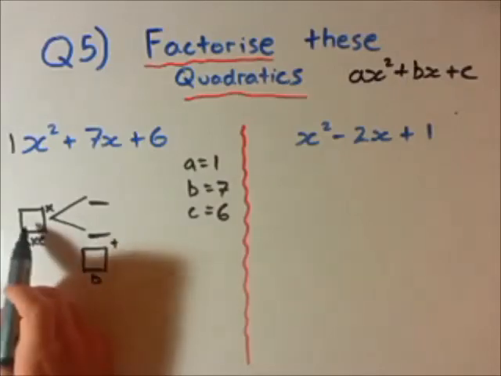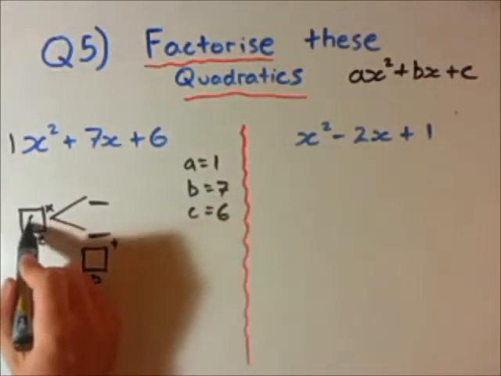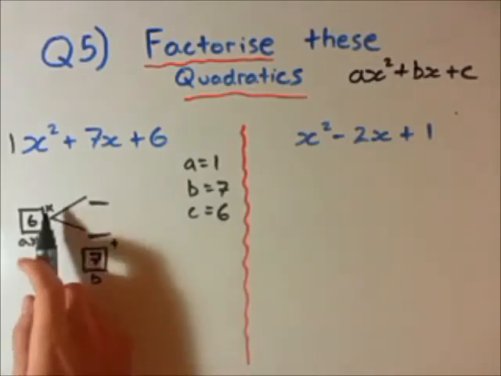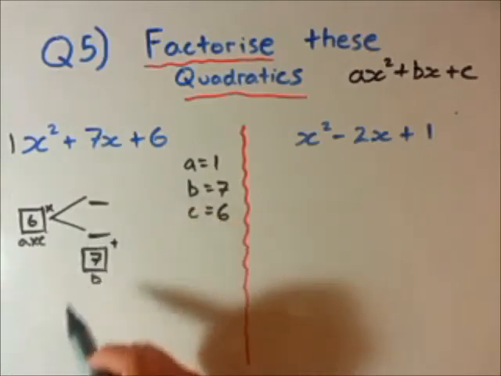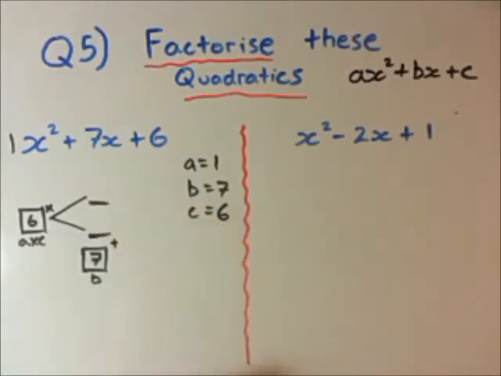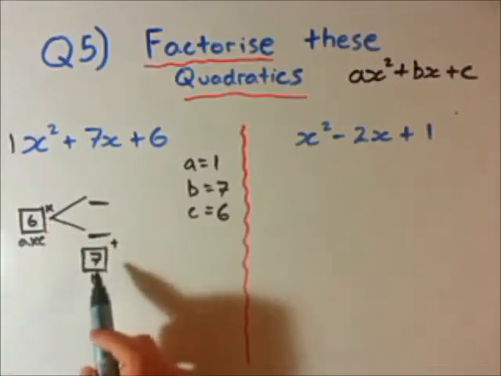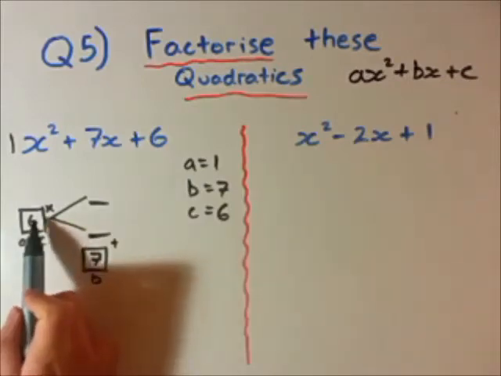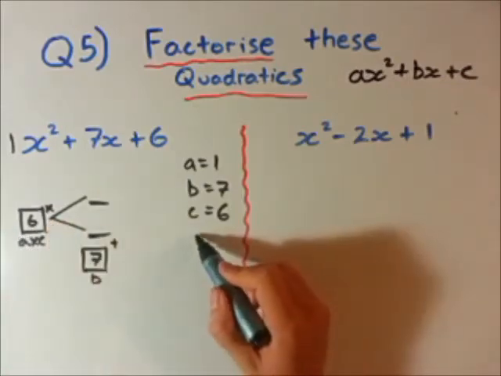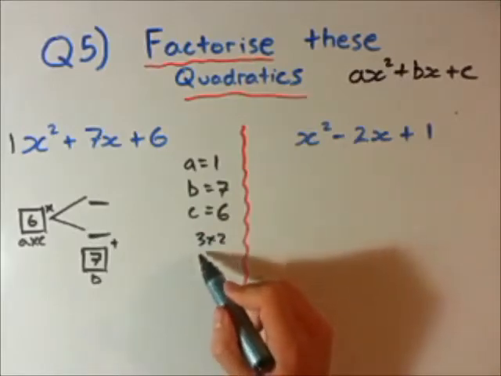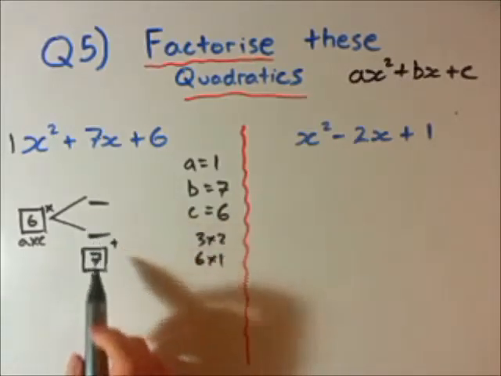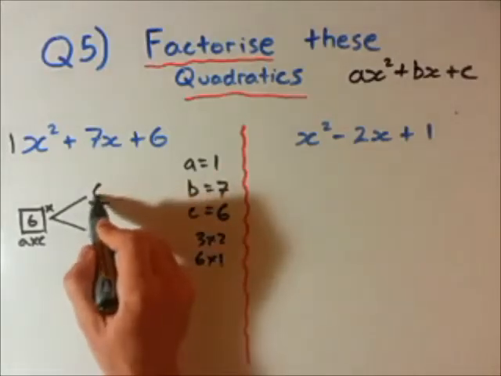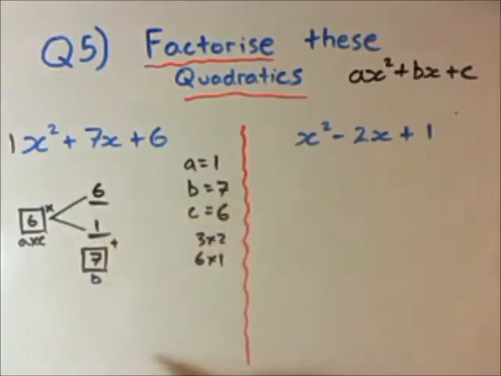Okay, now let's go put these numbers in the boxes. We've got a times c, so inside this box will be 1 times 6. And this b here will just be 7. Now, what are we doing with this times and addition sign? Well, we need to find 2 numbers that we're going to be writing on top of these lines that will times to give 6 and add to give 7. Okay? So let's look at numbers that times to give 6. You've got 3 times 2, and you have 6 times 1. Now, will 3 and 2 add to give 7? No, that adds to give 5. What about 6 and 1? Spot on. There we go. So our 2 numbers here will be 6 and 1.